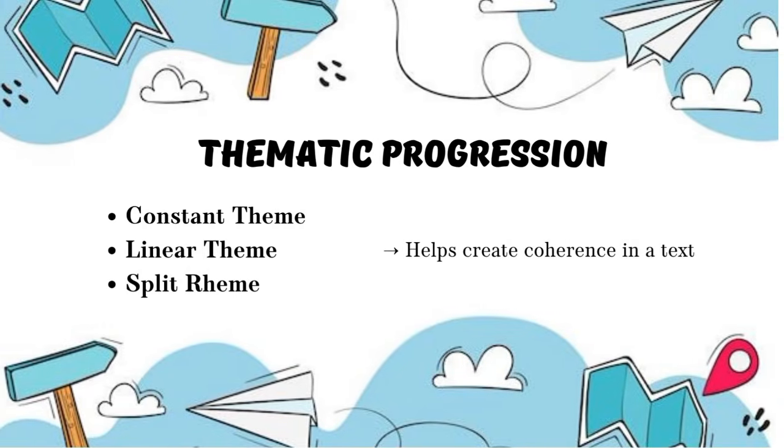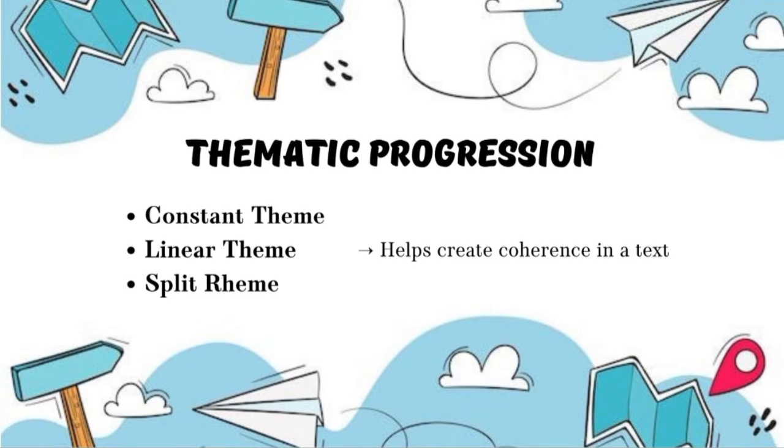Thematic progression explains how themes develop across clauses in a text to create coherence. There are three main types of thematic progression. The first is constant theme pattern, where the same theme is repeated in each clause. The second is linear theme pattern, where the rheme of one clause becomes the theme of the next clause. And the third is split rheme pattern, where one rheme contains more than one idea, and each idea becomes a theme in subsequent clauses. These patterns help text flow logically and coherently.